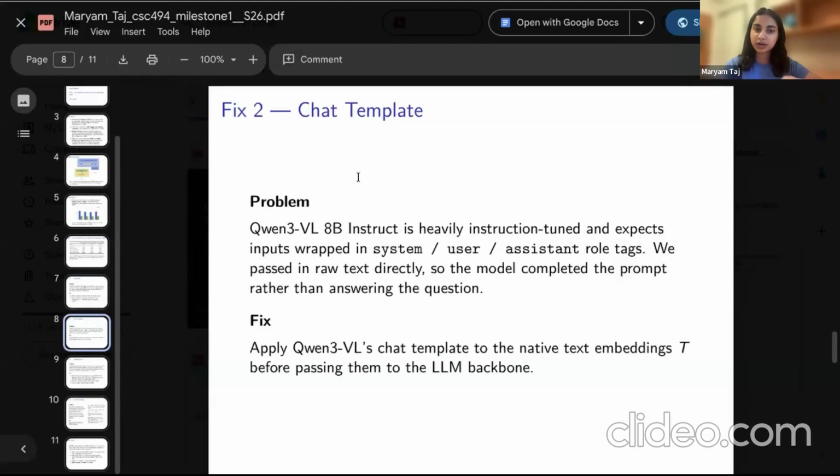Another was that when working with LLMs, each LLM has its own chat template or what it's been fine-tuned on. Specifically, Qwen 3VL is heavily instruction tuned, so it expects these user tags, things like system, user, assistant, which we weren't passing in. We were just using raw text, so it would complete the prompt rather than actually answer the question, because we never specified the assistant role tag to it.